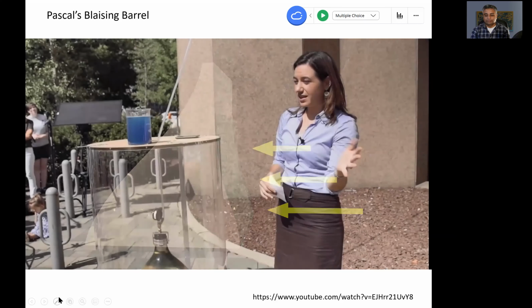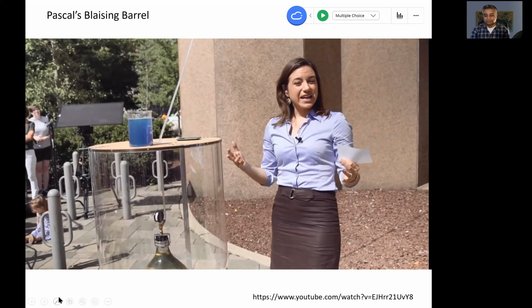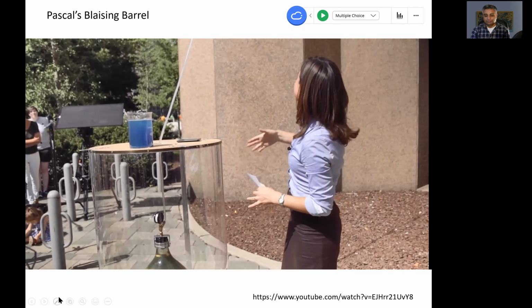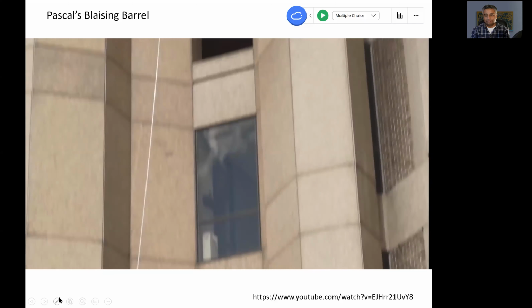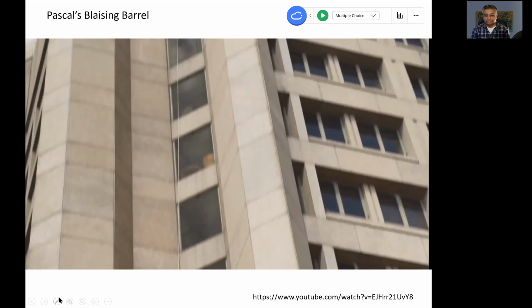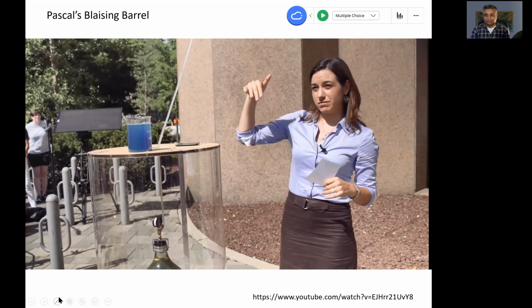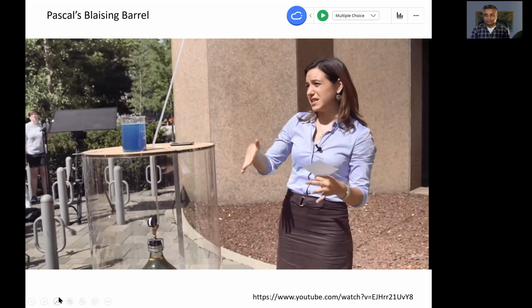And another example is if you had a long, thin straw extending 150 feet, the pressure at the bottom of the straw would be the same as if you dove in the ocean 150 feet deep.